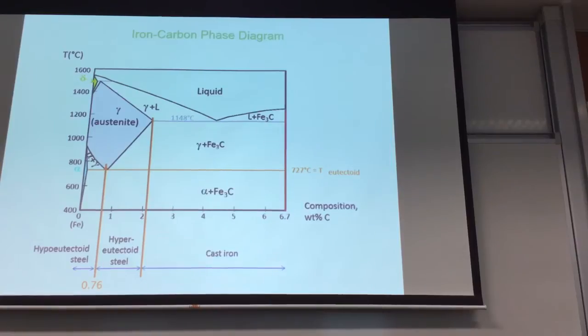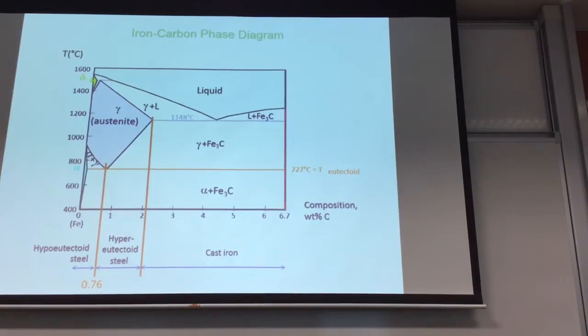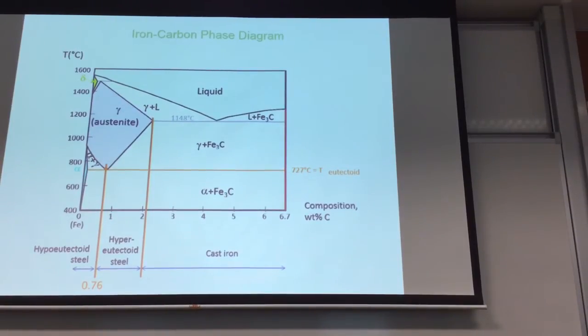We see that at room temperature, which is actually below this, the stable phases for our steel are two phases. One is called ferrite, which is our alpha iron. The other one is called cementite, which is a compound between iron and carbon. So when we talk about a stable phase for steel at room temperature, we should find two phases.